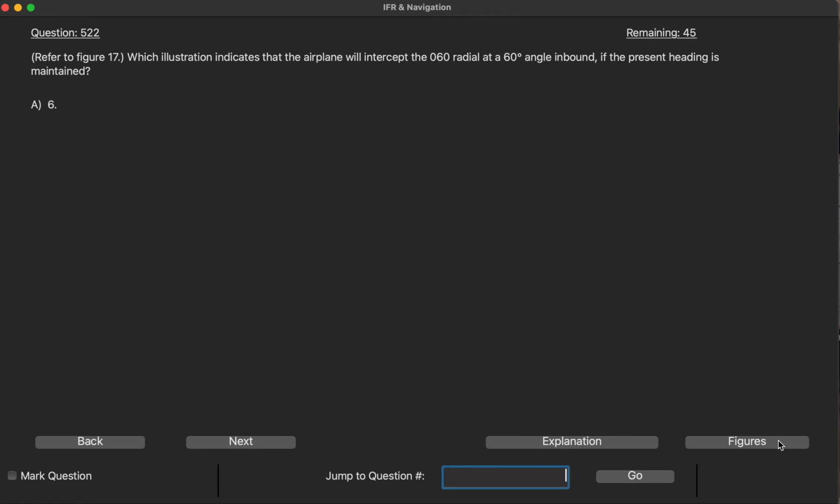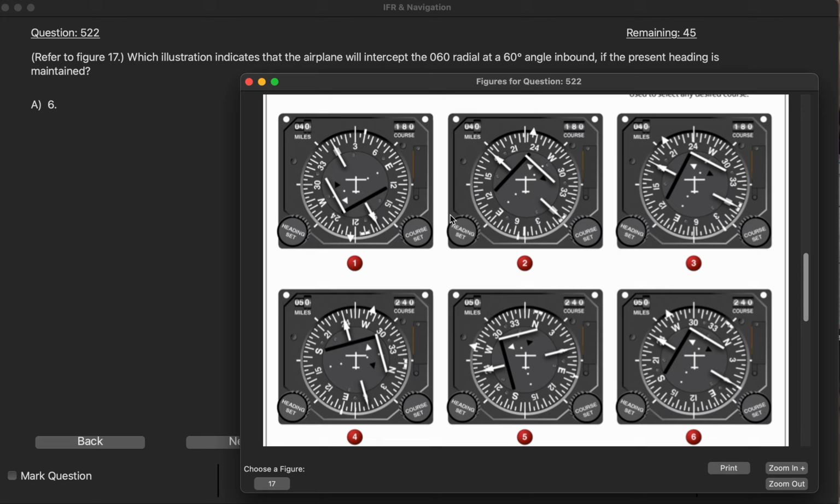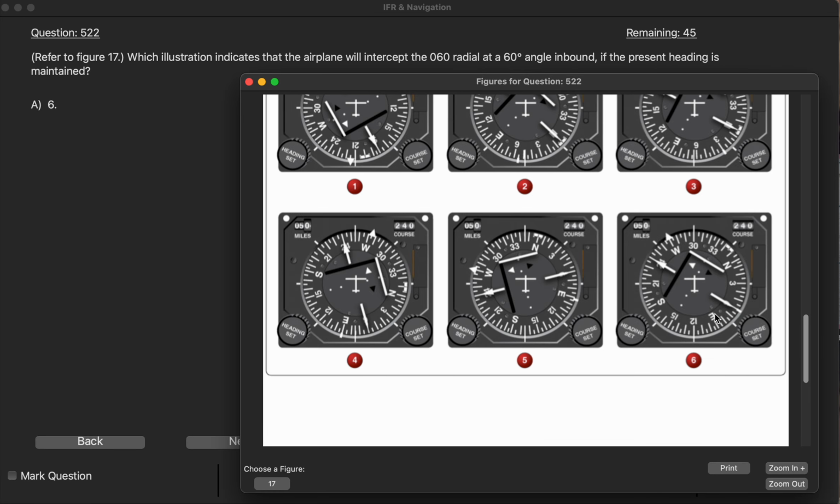Refer to Figure 17. Which illustration indicates that the airplane will intercept the 060 radial at a 60-degree angle inbound if the present heading is maintained? And we'll look at number 6 right here.